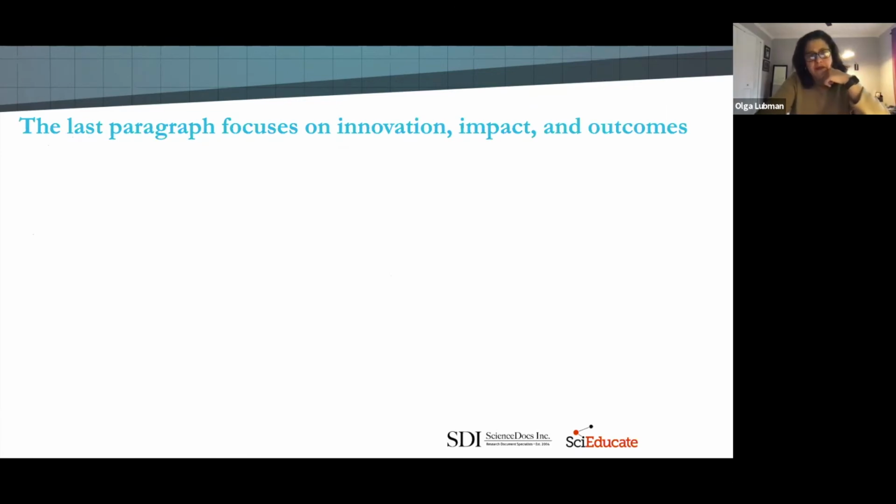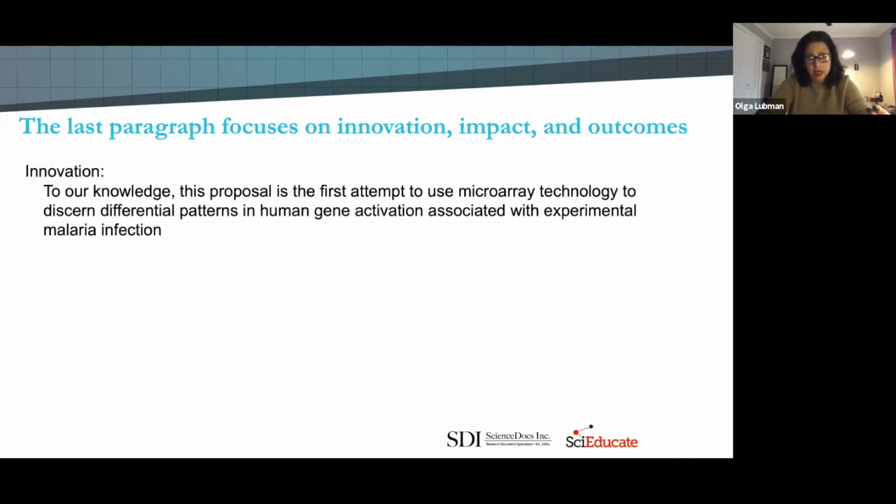And lastly, the last paragraph should focus on innovation, impact, and outcome. And that, again, depends on how much space you have left in putting together your ideas. You could potentially put in small bits about impact and innovation within the specific aims, and then simply make a last sentence more broad, or you can have another paragraph focusing on the innovation, impact, and outcome. And it should sound something like that.